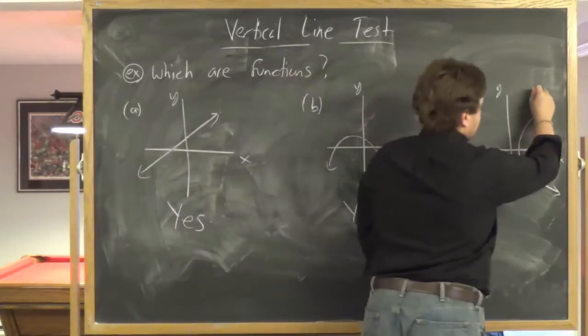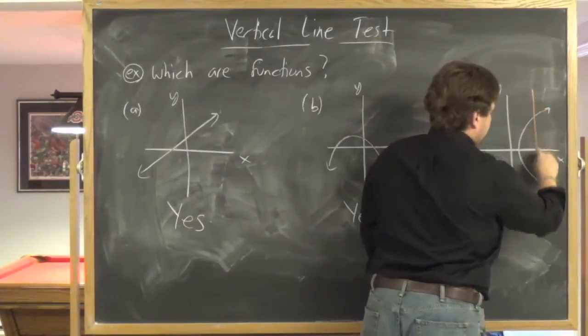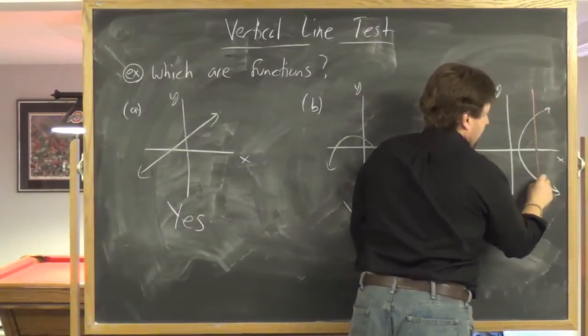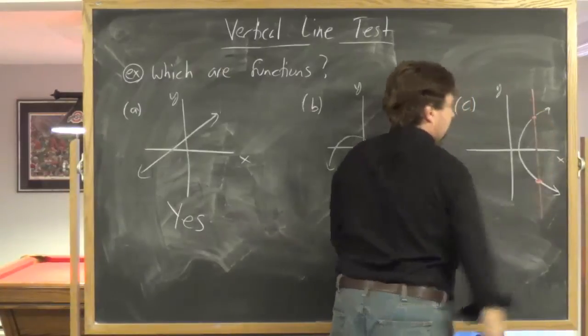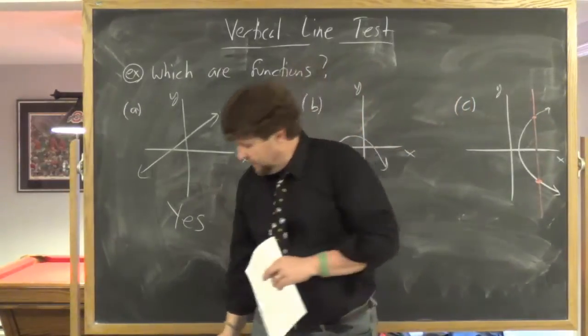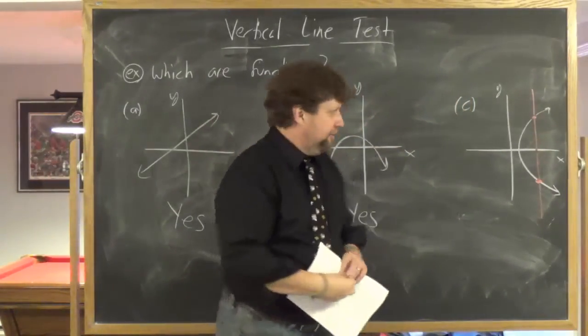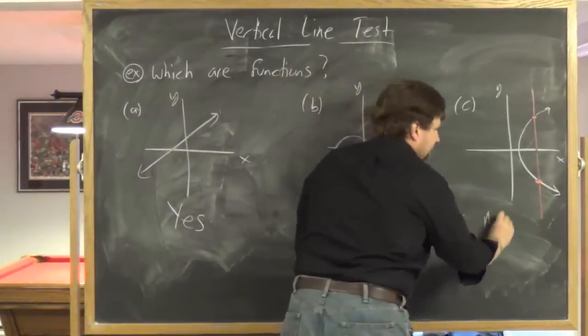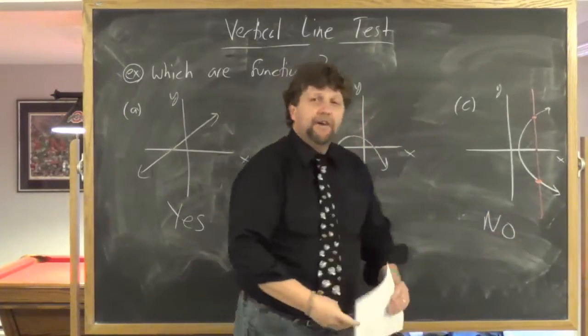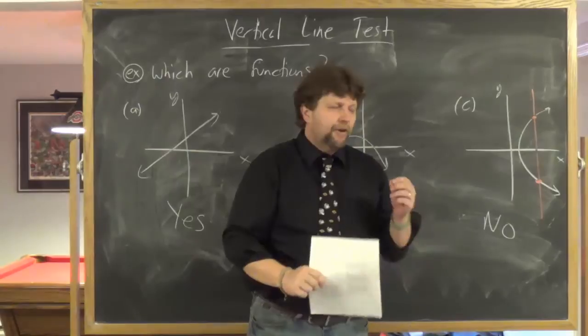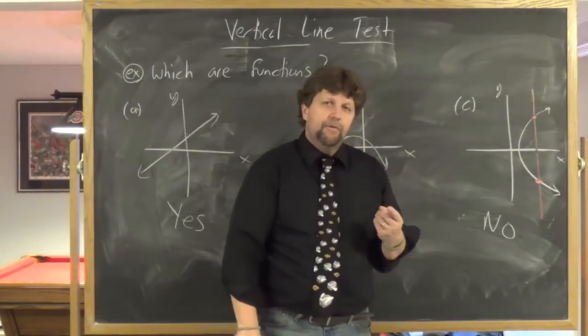So look here and see. Here's a vertical line. Notice how it intersects the graph in 2 points. Intersecting the graph in 2 points means that is not a function. A vertical line can only intersect in 1 point.